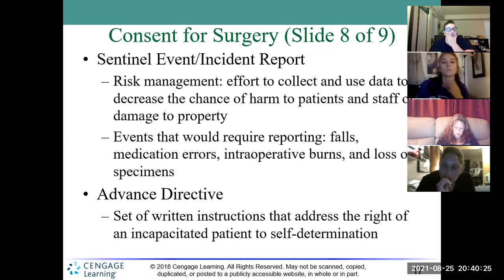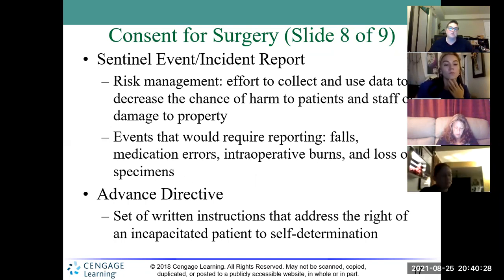Okay, now we're talking about incident reports or sentinel events. This is anytime that anything has occurred in the hospital that needs an incident report, whether it be a fall of a patient or any staff member, medication errors, any burns that we talked about during the procedure, or loss of specimens. All of those things that we just talked about, those unintentional torts, result in an incident report or a sentinel event.